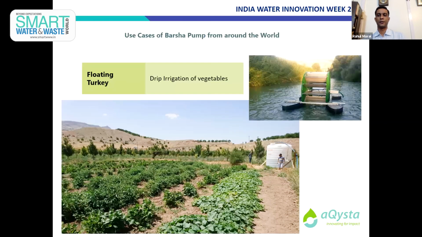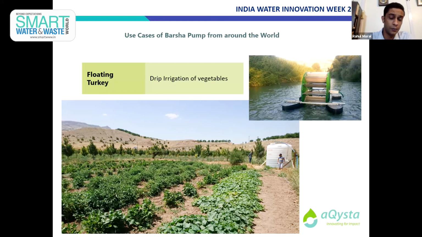Some case studies from some other countries. This is the Bursa pump being used to drip irrigate a vegetable field in Turkey. As you can see, this is a floating version. It's a slightly deep river, a few meters deep, so a standing version will not work. And like I said earlier, the design is versatile: we just attach the floats and it's good to go. Moving on to the next slide.